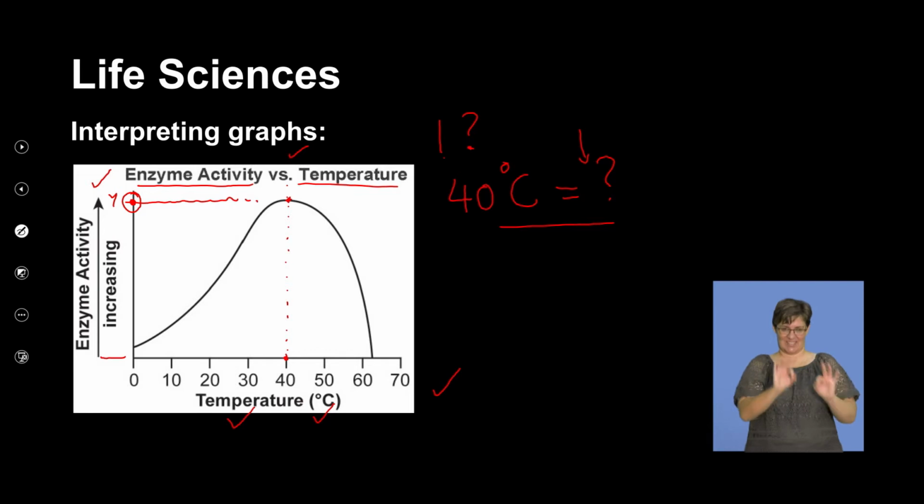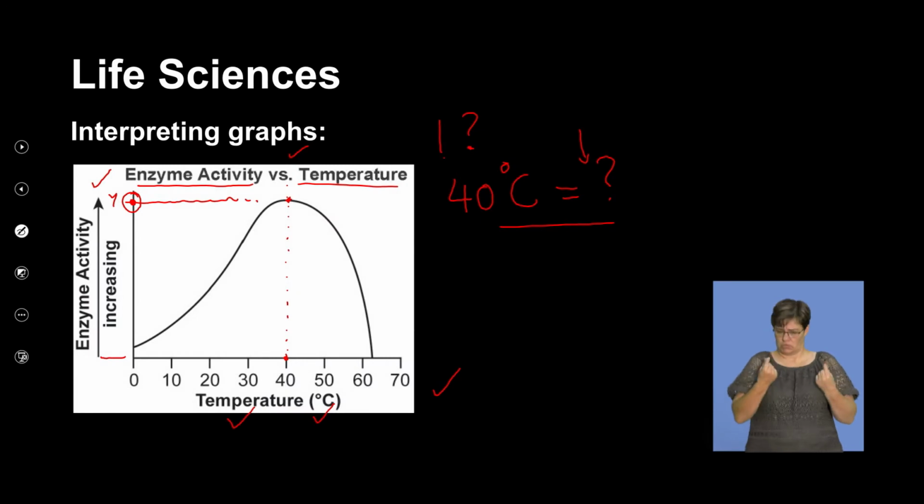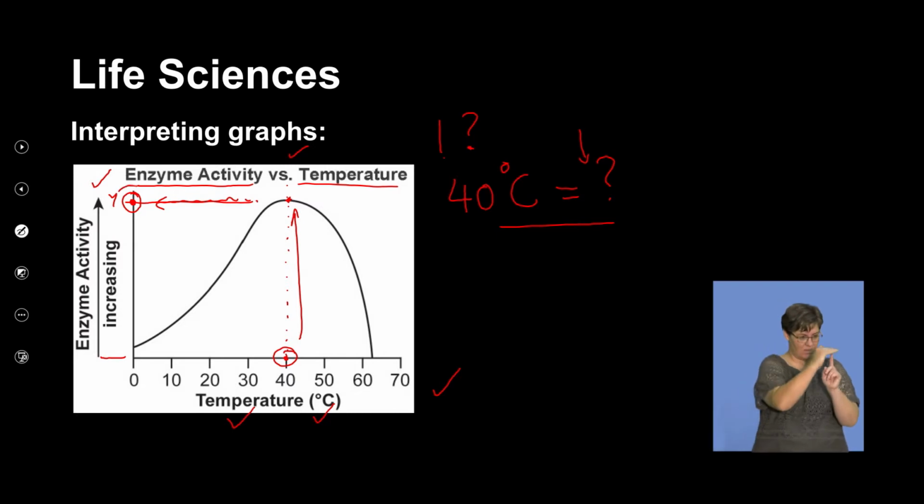So go back to what we were looking at. So locate the value on the x-axis, which we've done. Move vertically towards the graph, which we've done using a ruler. Where it intercepts the graph, move the line horizontally to the y-axis and read the value. If we go back to what we've just done, that's exactly what we've done. So use a ruler and do exactly what I've done. So find the value, work up to where it intercepts, draw a horizontal line, and there, voila, you've got the answer. In this case, you've got to state the answer with the specific unit.